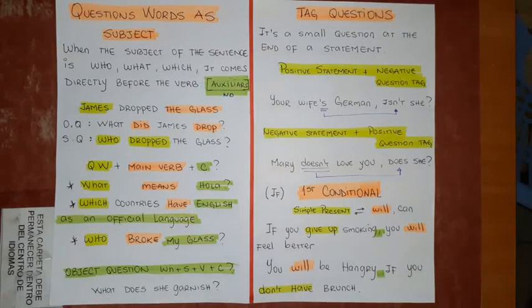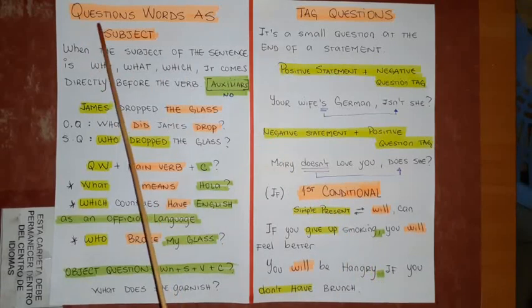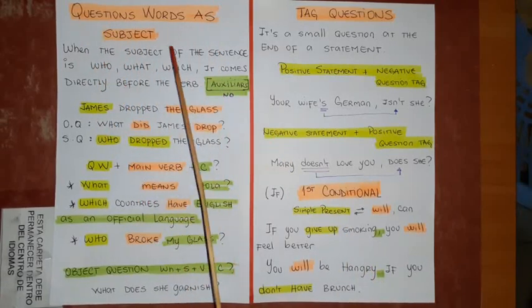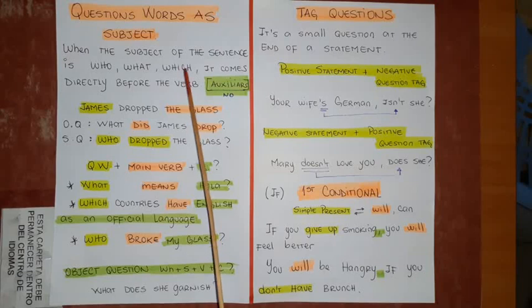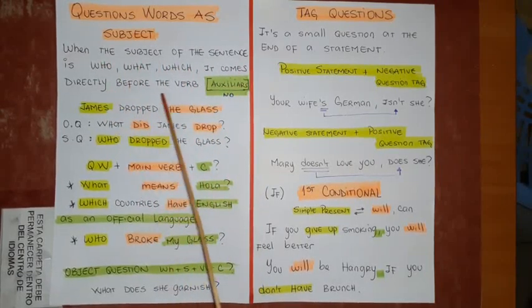Okay guys, so today we're gonna start talking about Unit 3. And Unit 3 is gonna be about questions, words as subject, that questions and first conditional. Questions, words as subject. When the subject of the sentence is who, what, or which, it comes directly before the verb.